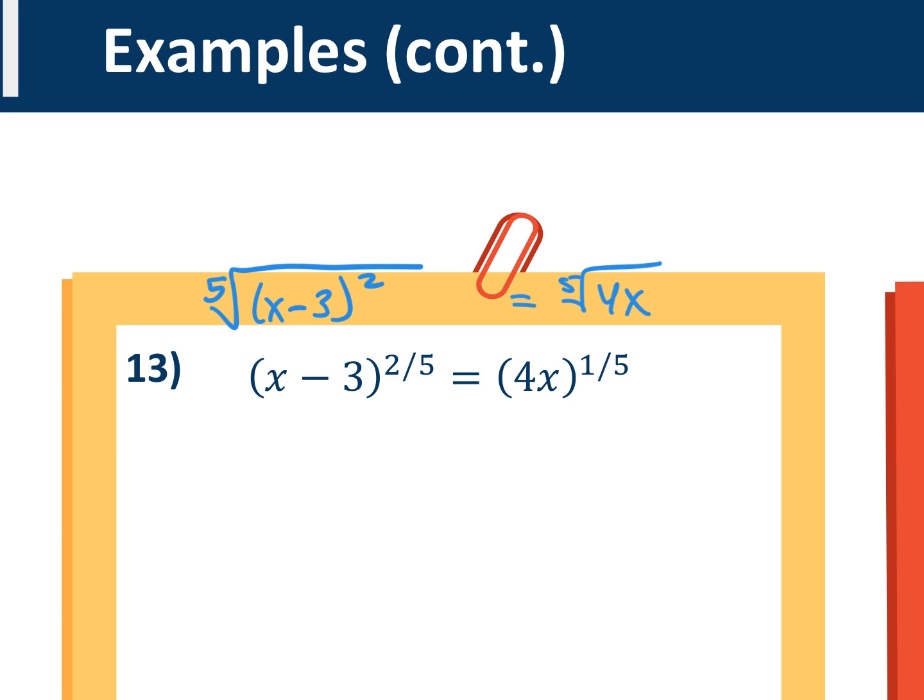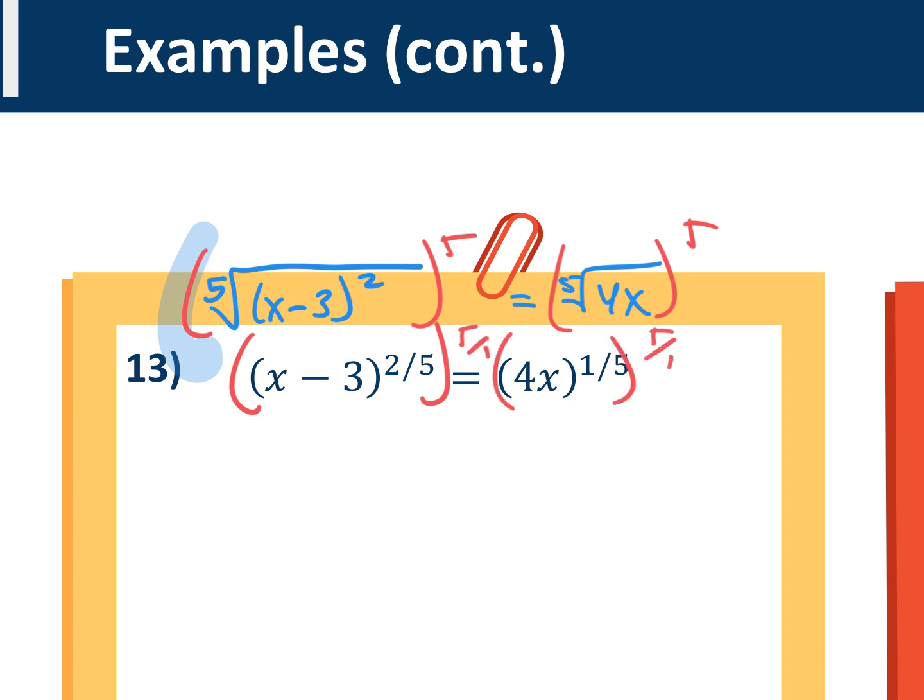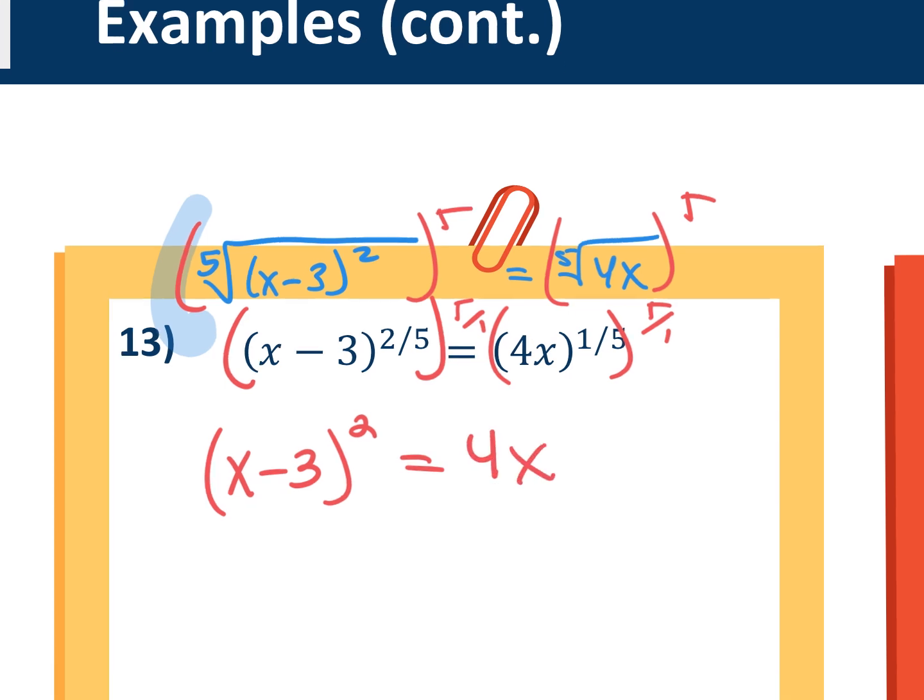So look, just because there is a numerator that's different than 1, if you want to rewrite it as roots to see what you would do, absolutely, guys, watch. We're going to raise both sides to the 5th power. When you do this, watch, you're going to raise this side to the 5th and then this side to the 5th. If I have 5 over 1 times 2 over 5, what does this leave me with? X minus 3 what? Squared equals, good. What's 1/5 times 5 over 1? 4x. Perfect.